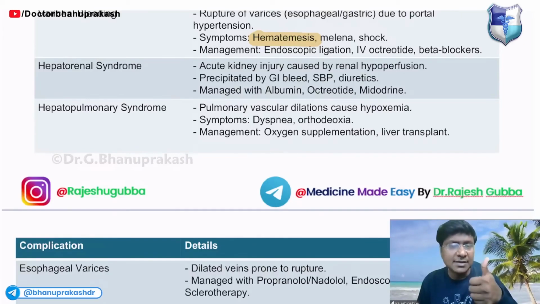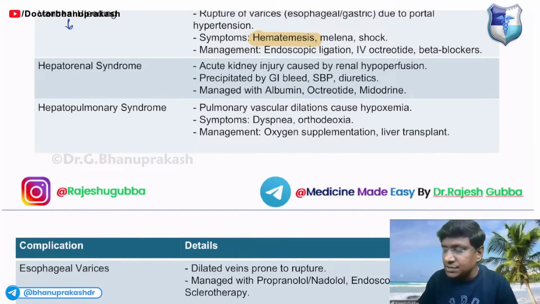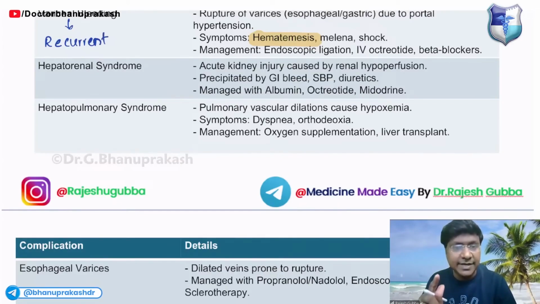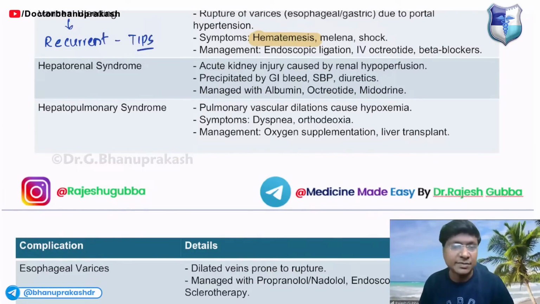Next, what is the drug of choice in bleeding esophageal varices? The answer will be terlipressin, right? Then what is the treatment of choice in patients with variceal bleeding? You should do esophageal variceal ligation. Now, one more question: if there is recurrent variceal bleeding, what is the treatment of choice? The treatment you need to do is TIPS, that is transjugular intrahepatic portosystemic shunt.